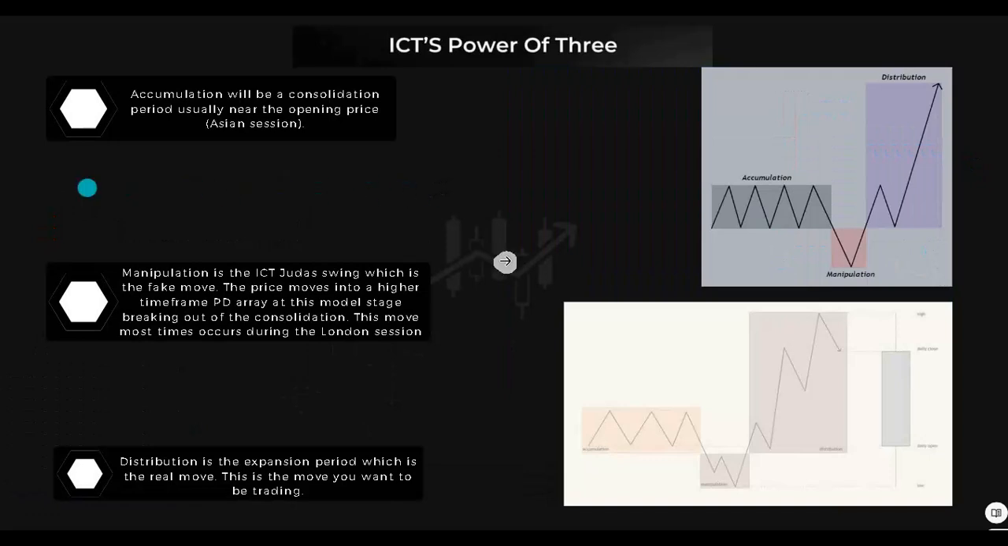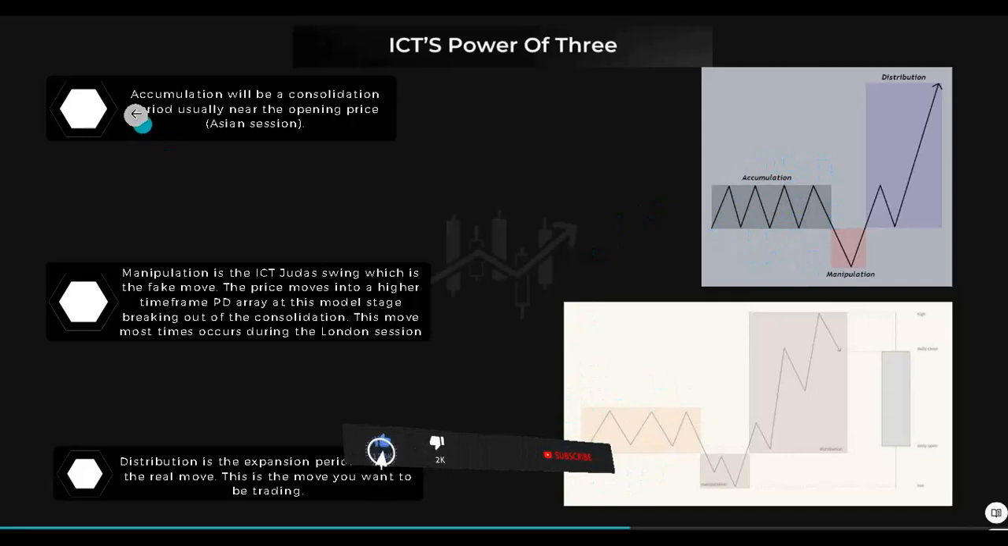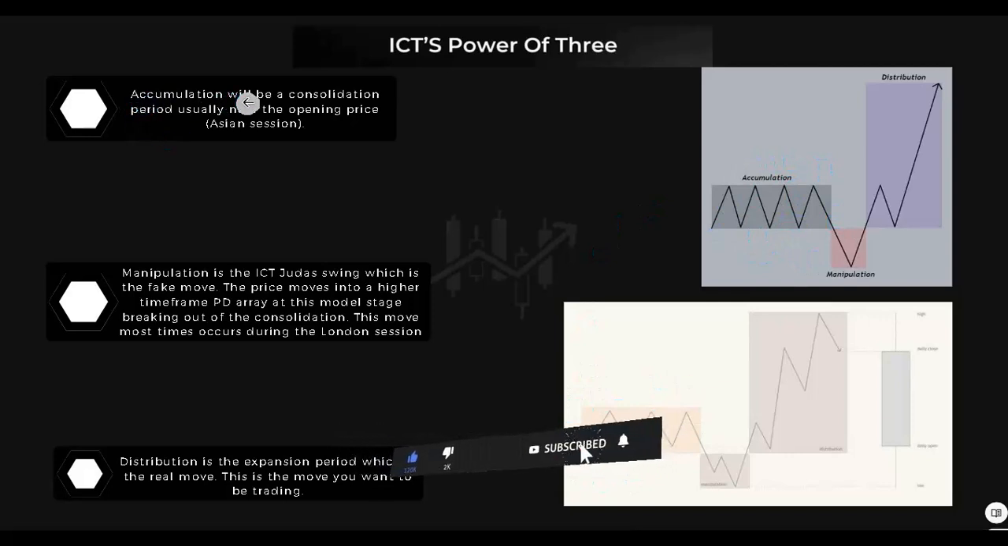So the first phase that we have is the accumulation phase. Accumulation is a consolidation period that is usually near the opening price. And as you know, the trading session right before the opening price at midnight is the Asian session.